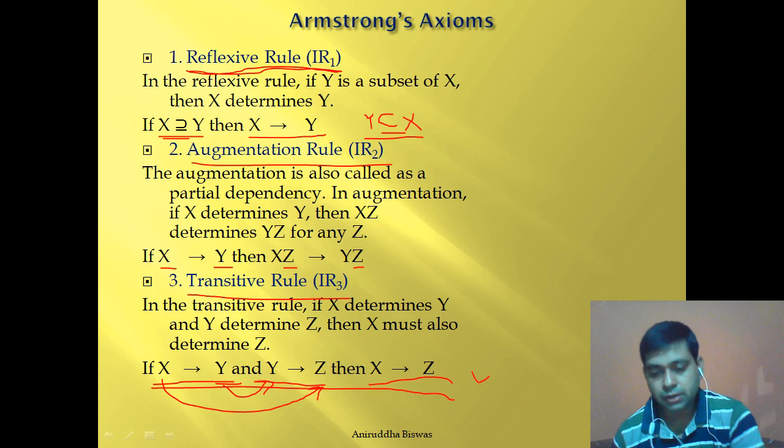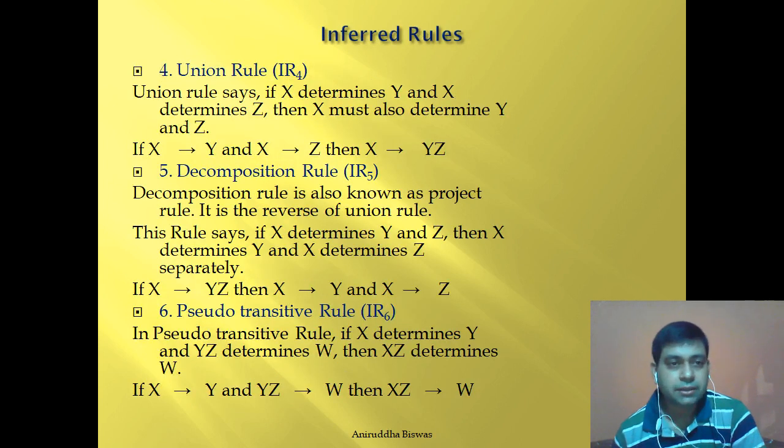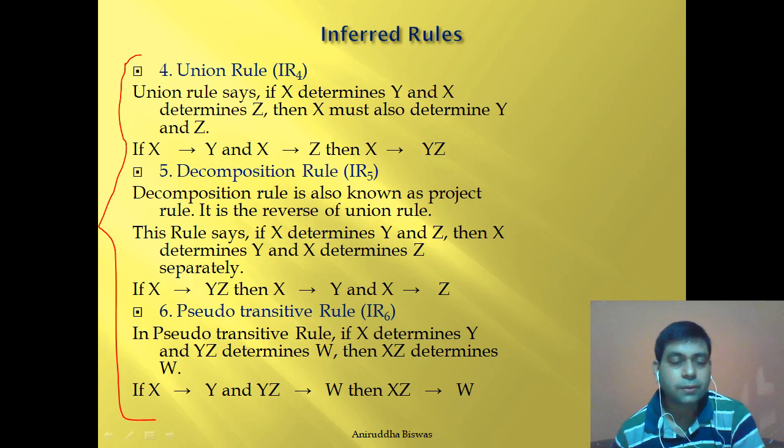Okay. Now coming to the next one, and the first three that we learned are the basic rules of Armstrong. Now we will talk about the inferred rules. All are inferred, but these three can be proved with the help of the first three. So the fourth rule is basically called union rule, and here we know that if x determines y is the first functional dependency, that means y is functionally dependent on x, and x also determines z.